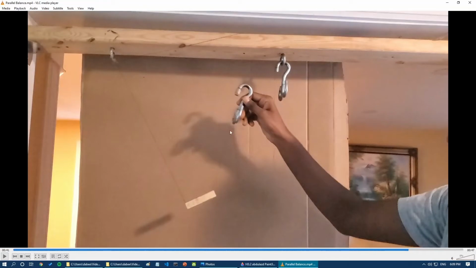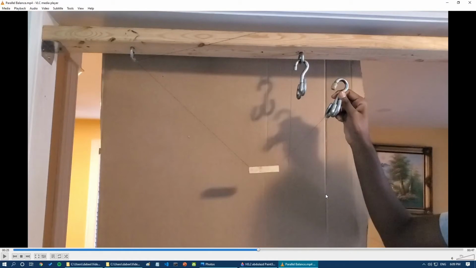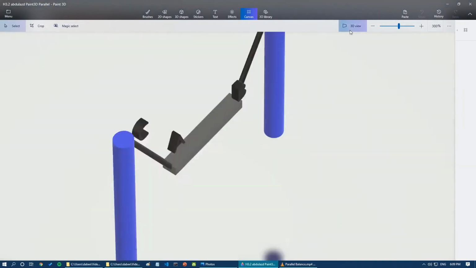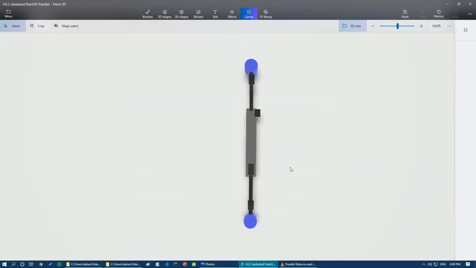Now this angle is pretty steep, and the block is tilted this way. So yes, the angles need to be the same in order for the block to remain parallel to the floor in this specific setup.